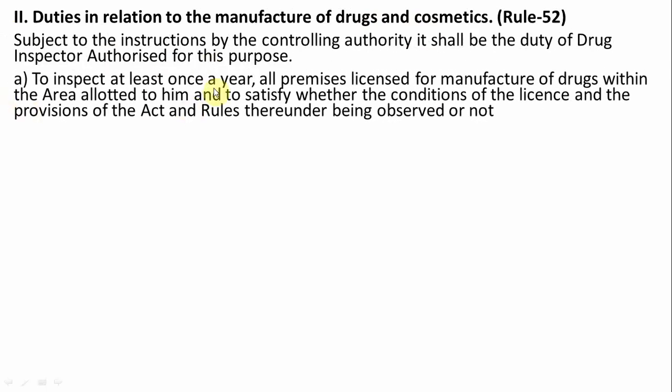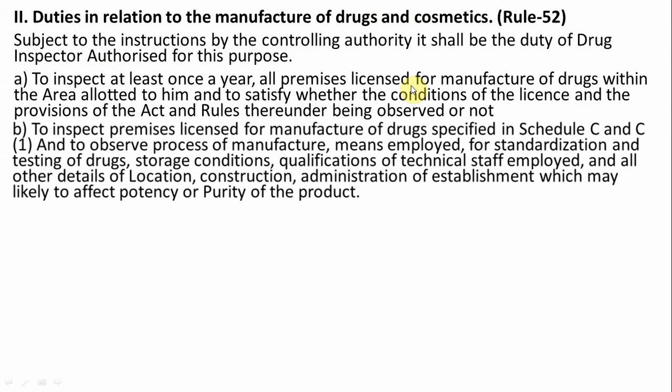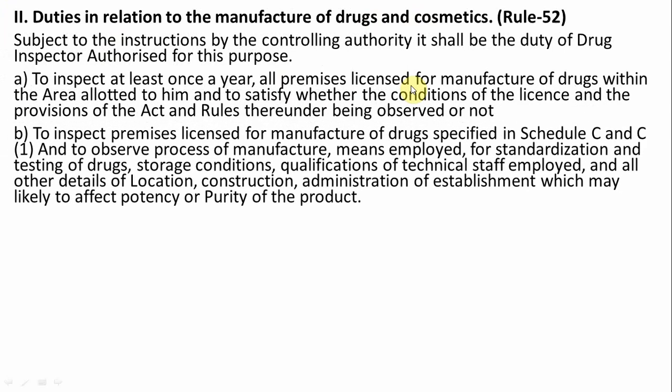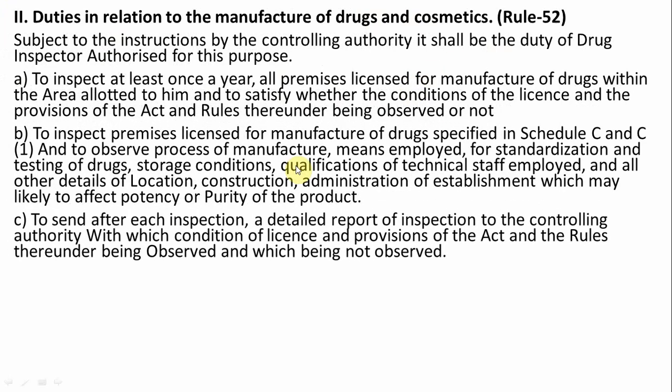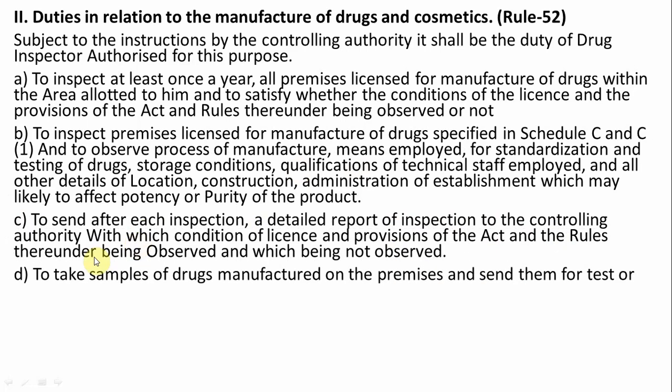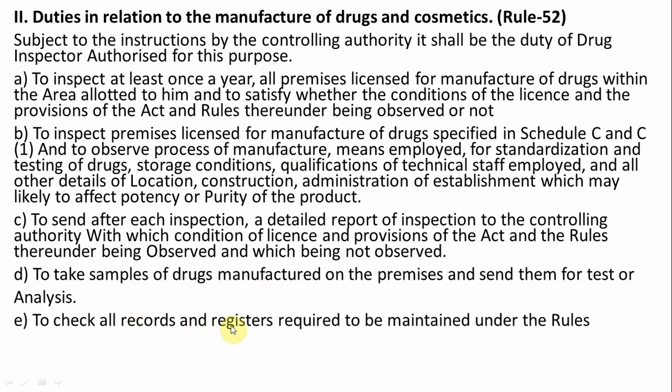To inspect at least once a year all premises licensed for manufacture of drugs within the assigned area. Then to inspect premises licensed for the manufacture of drugs specified in Schedule C and C1 and to observe the process of manufacture. Then to send after each inspection a detailed report of inspection to the controlling authority. Then to take samples of drugs manufactured on the premises and send them for test or analysis. Then to check all the records and registers required to be maintained under the rules.